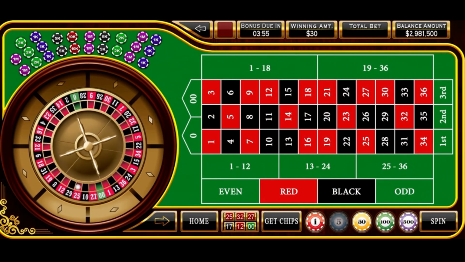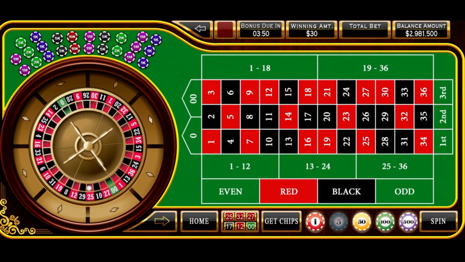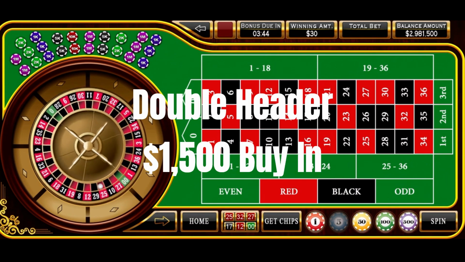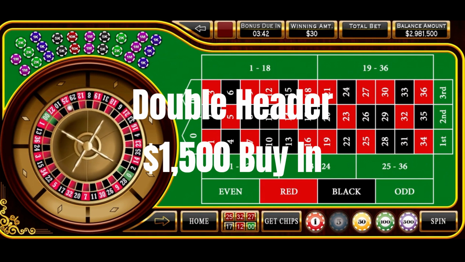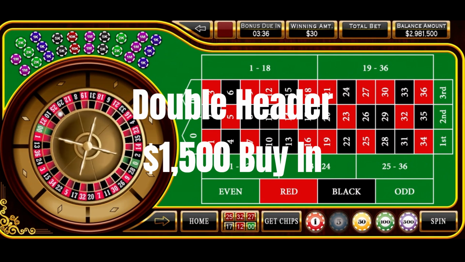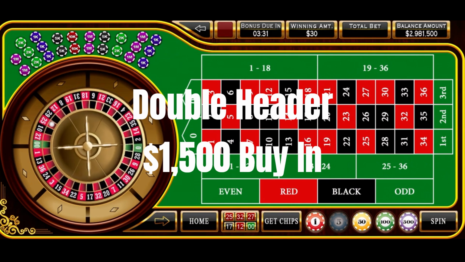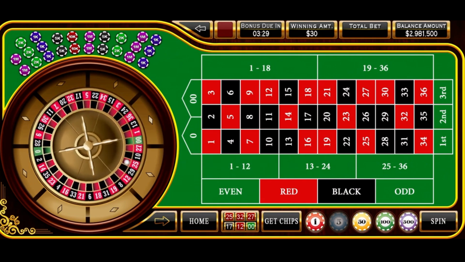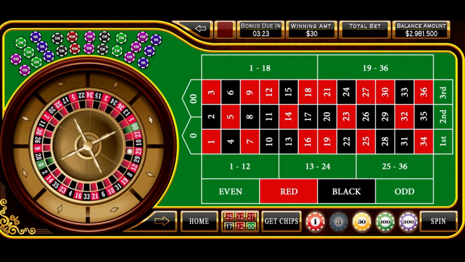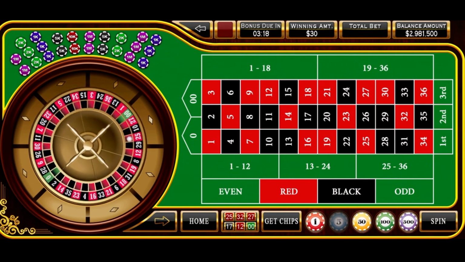Okay, everybody, down here on the virtual roulette table, and we're getting ready to spin the wheel and show you our double header roulette strategy. The reason we call it double header is because there's two types of bets here. We bet the dozens, and then we also have some corner bets. So this will take a $1,500 buy-in. If you look at the balance at the top right-hand corner of the screen, you'll see the last four numbers in the balance are 1,500, and that's what we're going to be working with today.